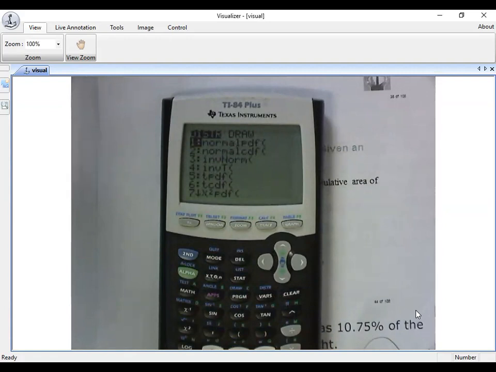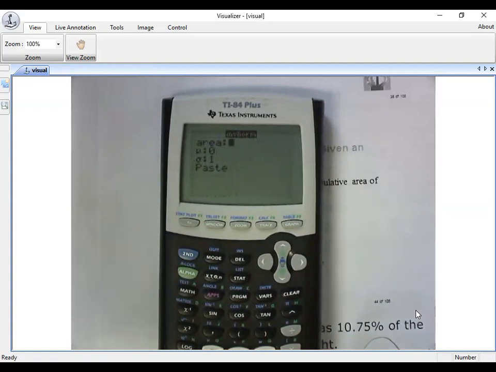Inverse. Inverse norm. What does it mean if you do the inverse of something? Opposite. It's like when it's backwards. That's what we want. So we're going to choose 3. And this is when I know the area and I want the z-score.